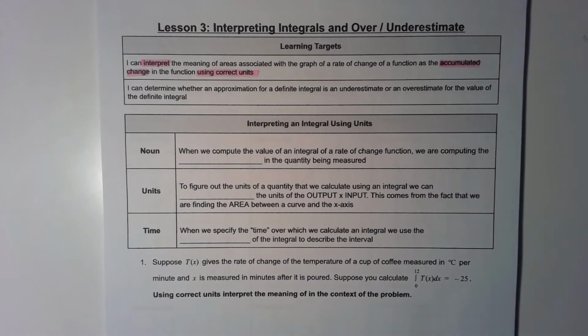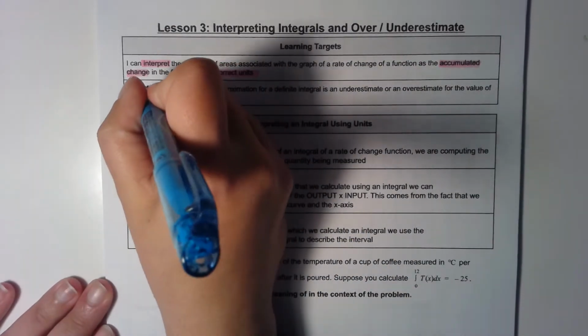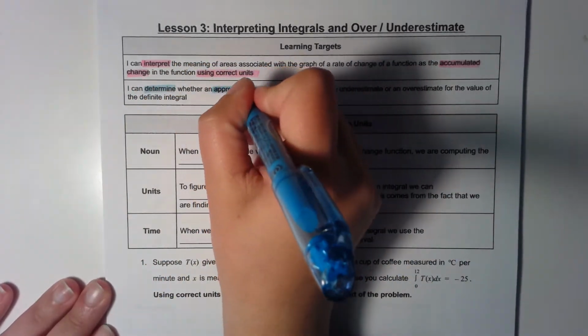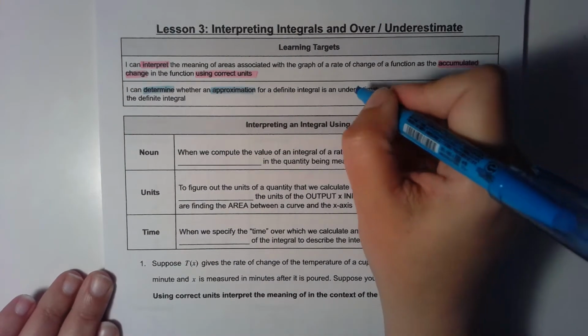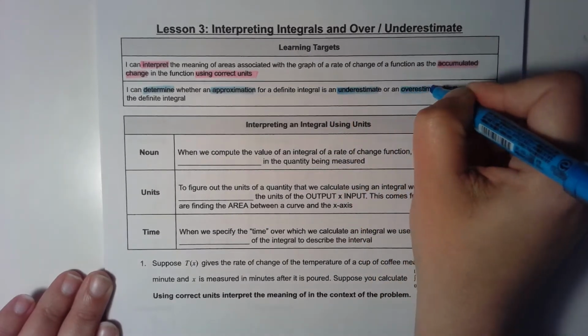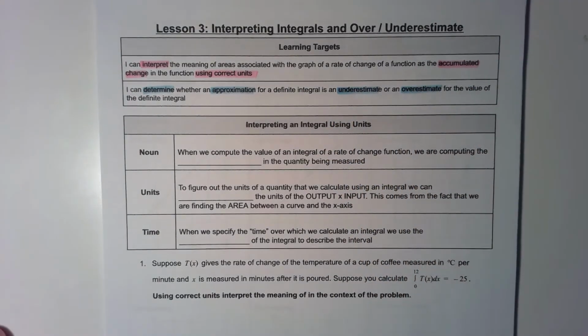The second learning target for today is I can determine whether an approximation, so we've been learning how to approximate using the Riemann sum approximation methods as well as the trapezoidal method. We're going to determine whether an approximation is an underestimate or an overestimate for the value of a definite integral. So now that we know it's an estimate, is it too big or too small? Let's start by talking about interpreting.